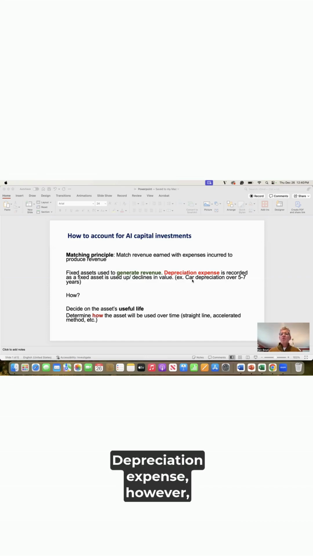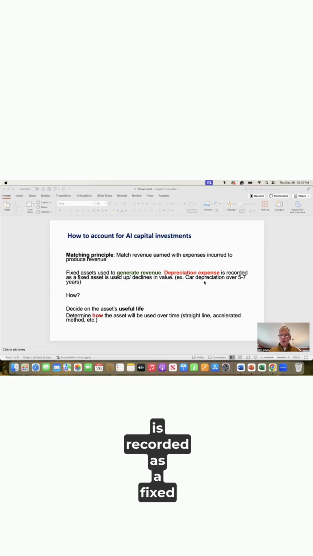Same thing here. Depreciation expense, however, is recorded as a fixed asset is used up, which is another way of saying it declines in value. So think about your car. Your car might be fully depreciated after 5 to 7 years, as an example. So we're talking about any sort of fixed asset, including investments in AI, GPUs, and the physical places you create to store and house and cool these devices as you use them.